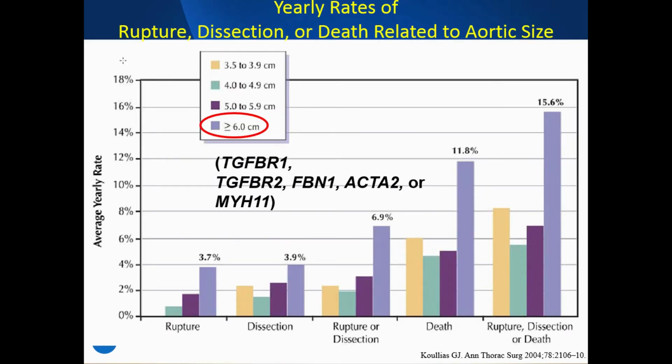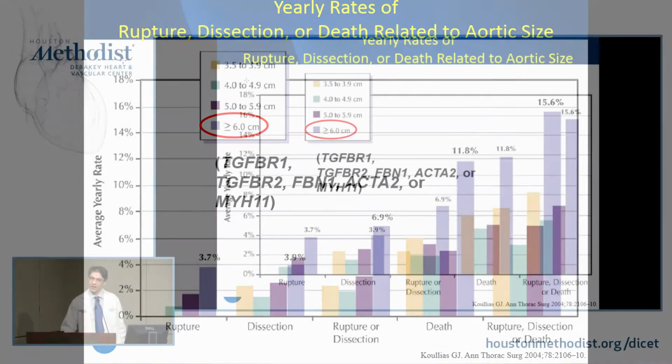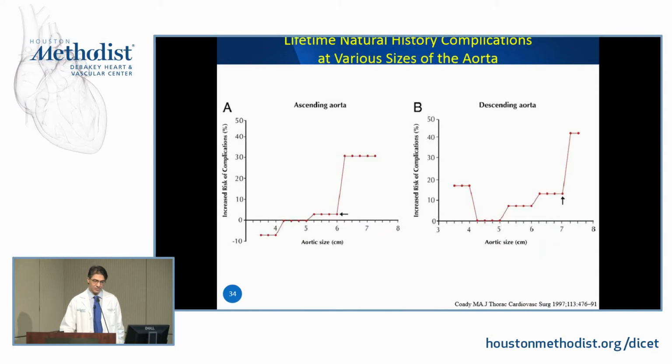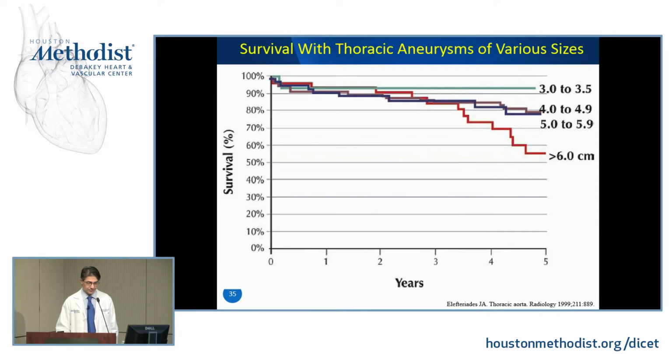When we look at when things start going bad, this is a graph where I've highlighted where I want your eyes to go. In the thoracic aorta, once you start hitting 6, every complication you are interested in takes off. This has been shown in multiple studies. Here's another one. You get a little blip after 5. By 5.5, you definitely have increased risk. And by 6, whether it's the ascending or descending, you have major risk.